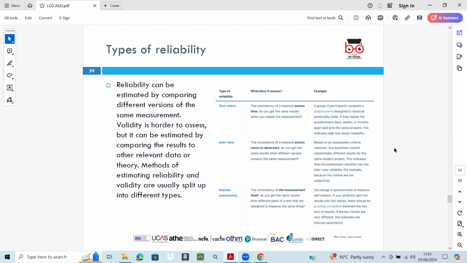Then we have types of reliability. Okay, so some types of reliability.